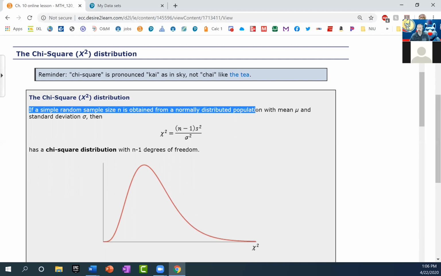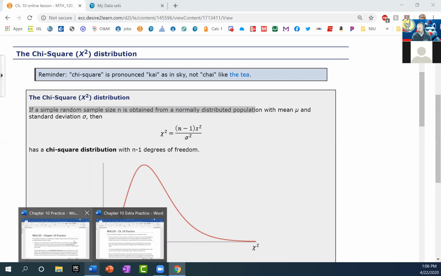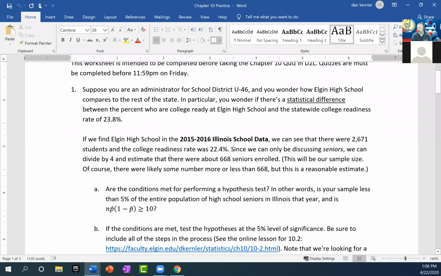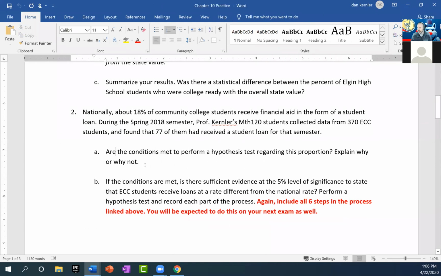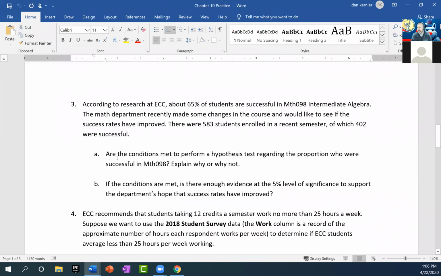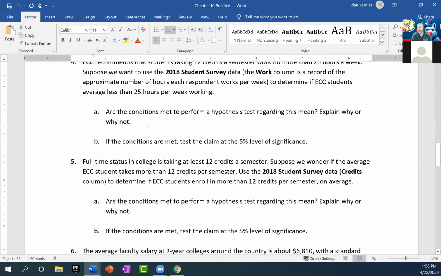Okay. All right. Because I think it says that right in the practice document. I believe it says that for everyone, you're going to do this test. Are the conditions met? You're going to do this test. Are the conditions met? So it asks you that every time.